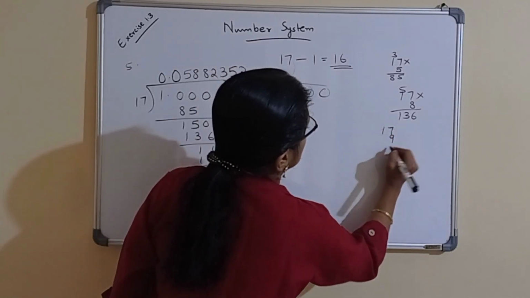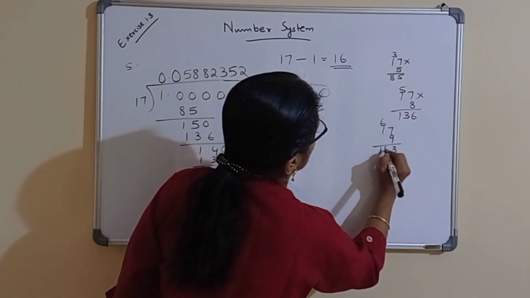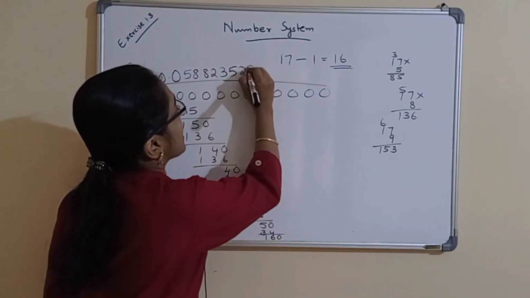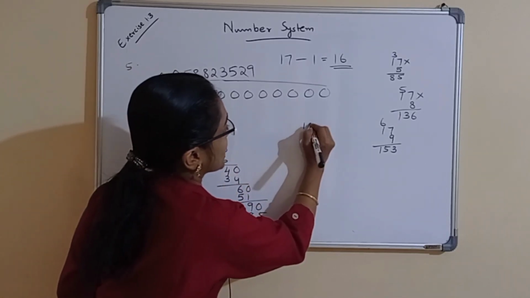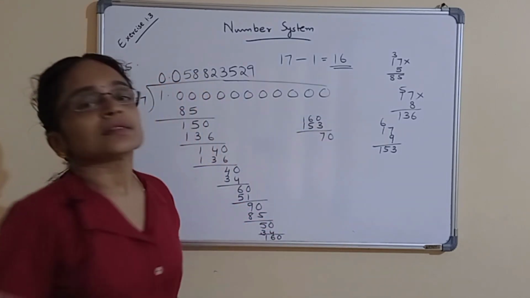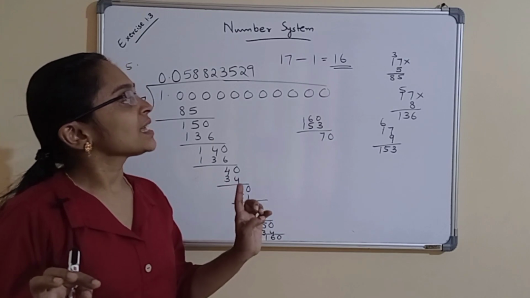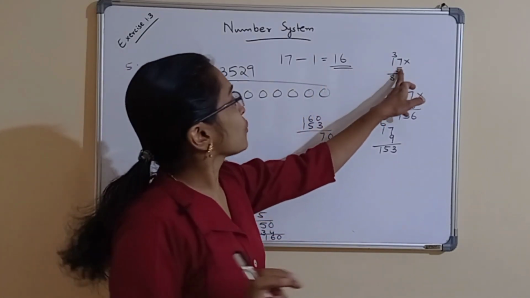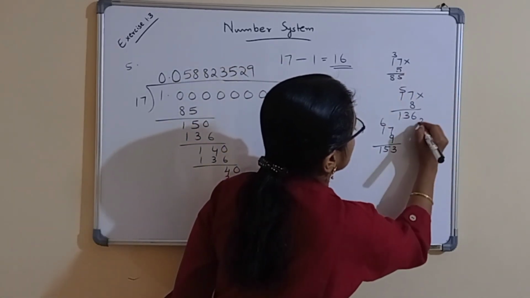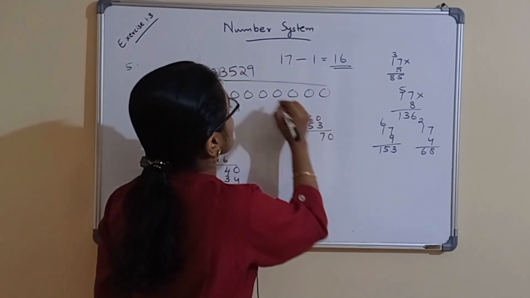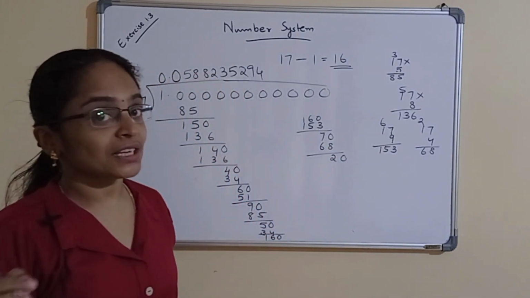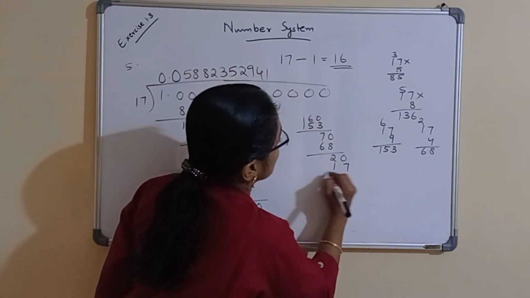17 into 9, 7 nines are 63, 153. So it will go 9 times and we have 153. I'll write it here, and 160 minus 153 is 7. So bring 0 down and 70. Now 17 into 5 is 85, so 17 into 4, 7 fours are 28, so we'll get 68. So 4, 68, and the remainder is 2. Bring down 0 to get 20. 17 will go 1 time and the remainder is 3.